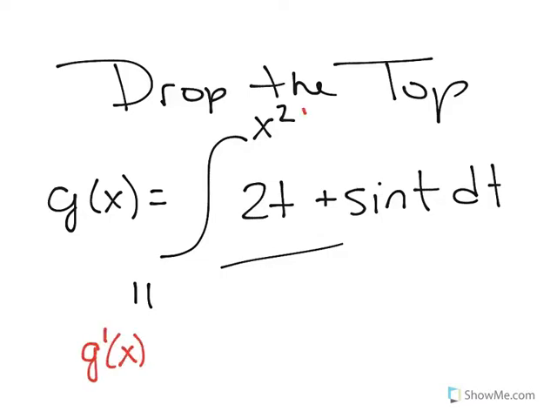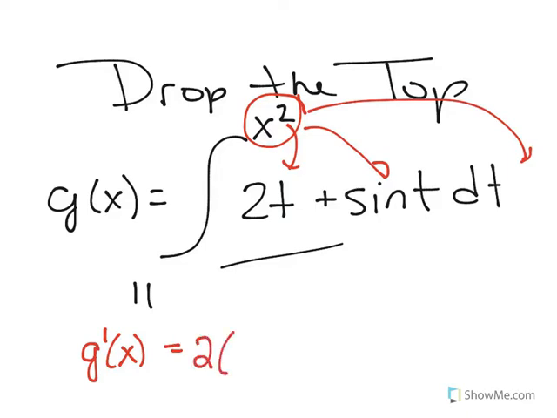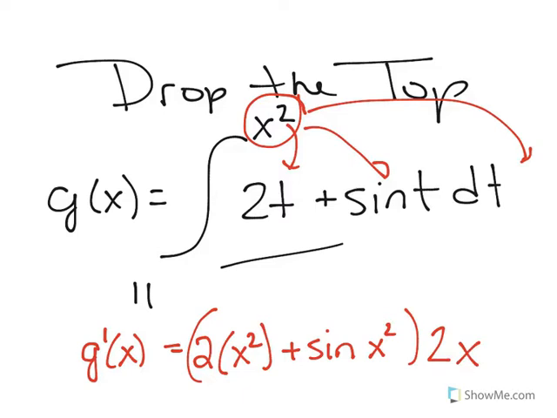And what we will do is we'll drop this into the problems as well as its derivative on the end. So this will be equal to 2 x squared plus sine of x squared, all of that times the derivative of the top, which is 2 to the x.